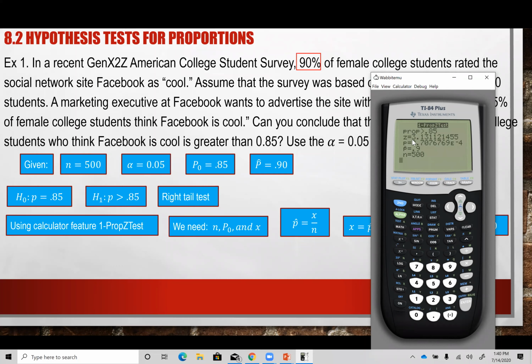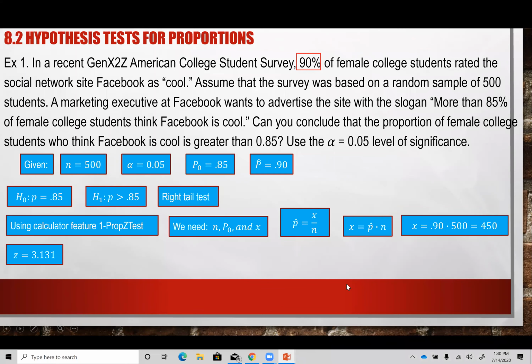You have a z of 3.13, and you have the p-value, 8.7076. So again, if we were to have a critical value, we use a z critical value. You will see that the critical value is 1.645, and 3.13 is to the right of that, which means the result is we reject the h sub 0, okay?